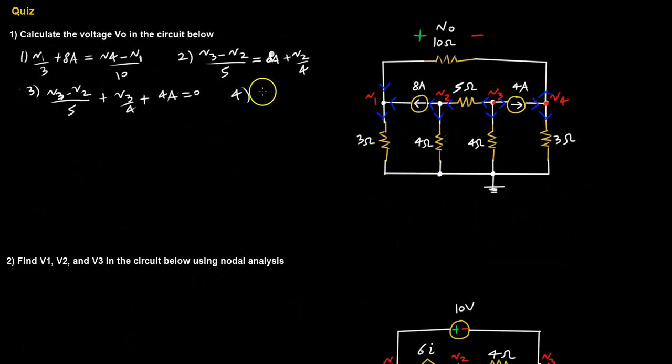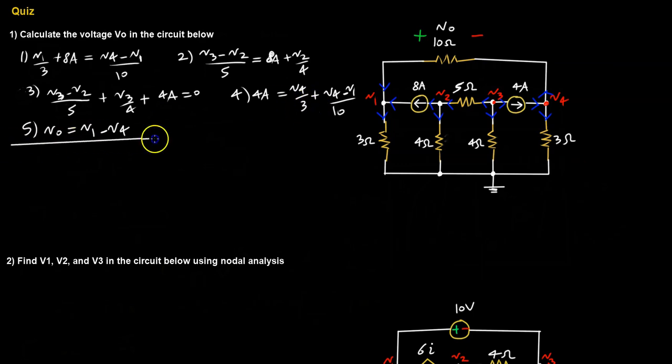And for the last one, we're going to have 4 amps equaling V4 over 3 plus V4 minus V1 over 10. Now let's add an additional equation here, which is the fact that V out is equal to simply, let's see, V1 minus V4. So we have 5 equations there to solve for V out. So I'm going to go ahead and simplify these on the bottom here and plug it into MATLAB and also show the LT-SPICE version to verify our answers.